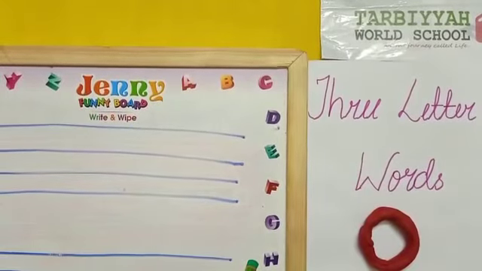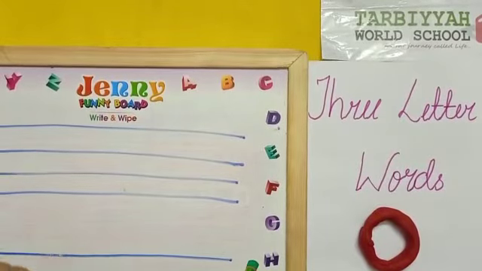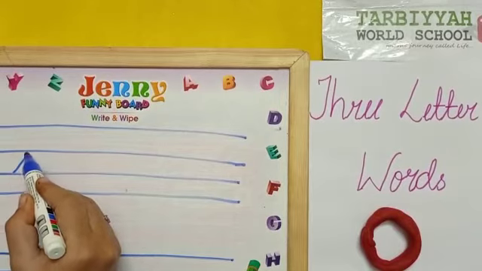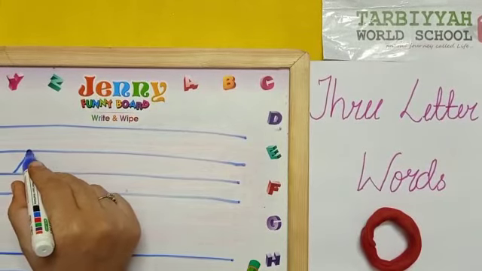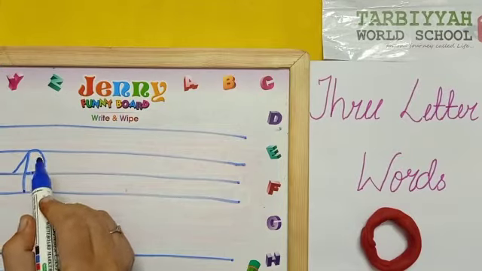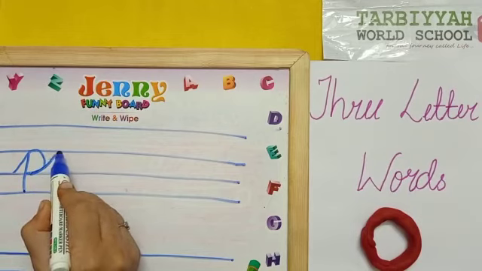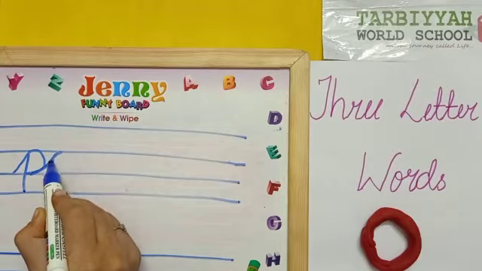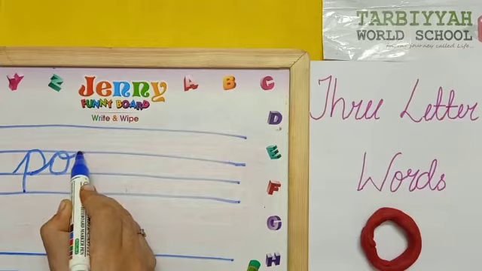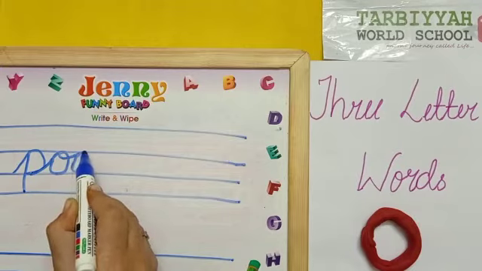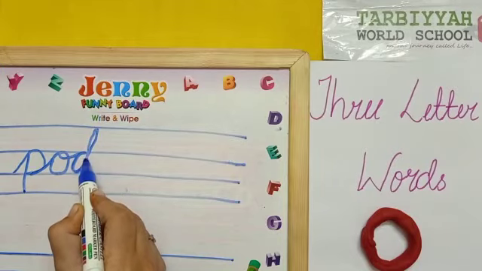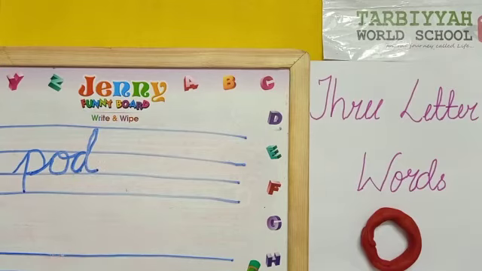Okay, now see how to write pot. See, you have to write as I am writing. One from bottom to top, and then top to bottom. And we have to make a semicircle. Now we have to make O, bottom to top, then again top to bottom, then bottom to top. And then we have to make T, top to bottom, and then bottom to top. So this is how we have to write pot.